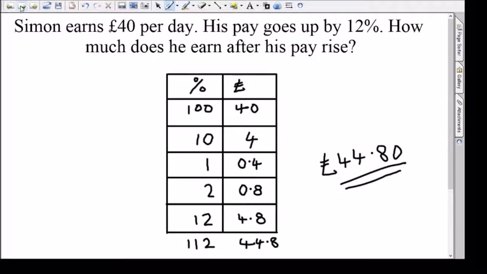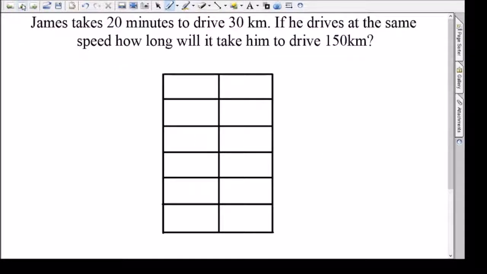Okay, as you say, it's exactly the same method for each of the three that we've done so far. Let's do another one. Okay, this time James takes 20 minutes to drive 30 kilometres. If he drives at the same speed, how long will it take him to drive 150 kilometres? Okay, so this time it's going to be time and distance, isn't it? So we'll do time and kilometres. So here we've got 20 minutes to drive 30 kilometres. That's the information that we're given, and we're looking to get from 30 up to 150.